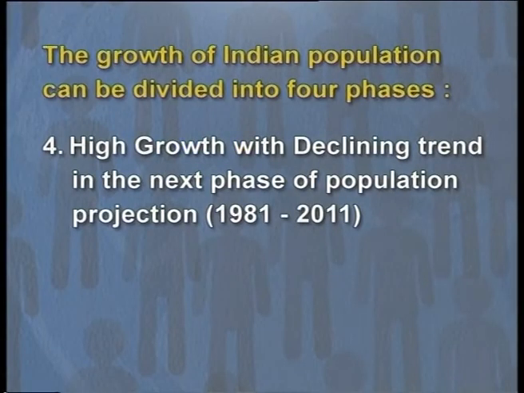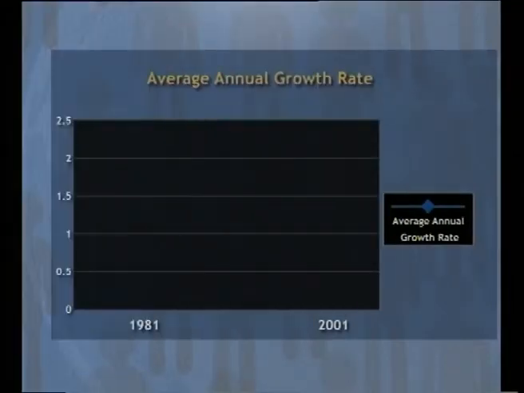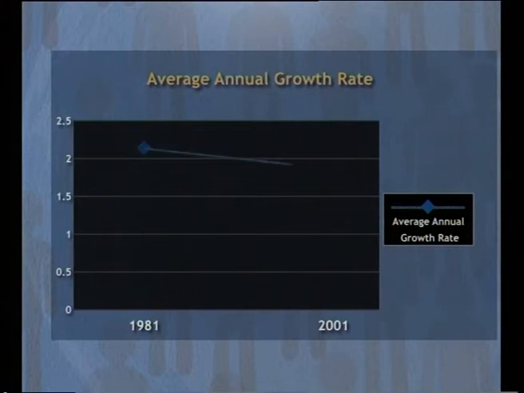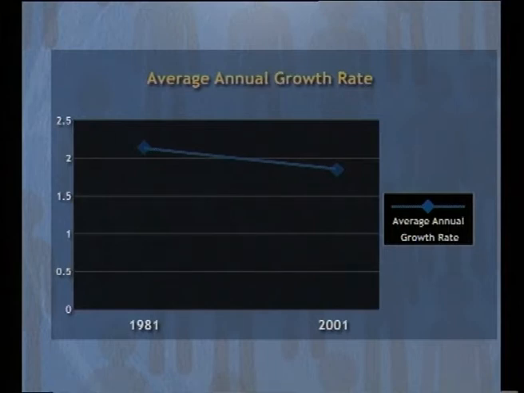The fourth phase, that is high growth with declining trend. The period is 1981 to 2011. This phase recorded a declining trend of population growth. The total population increased by 53.4 crores during these 30 years. In terms of average annual growth rate, it declined from 2.2% in the year 1981 to 1.93% in 2001. Further, we find the similar trend appearing to be continuing in the year 2011.